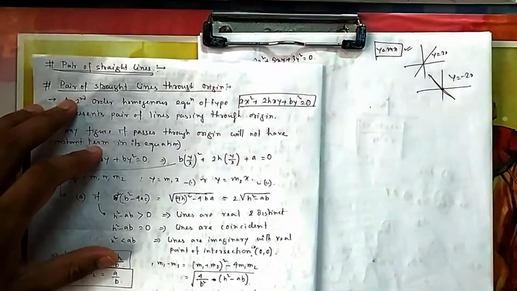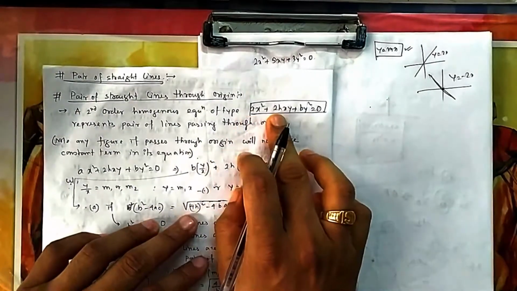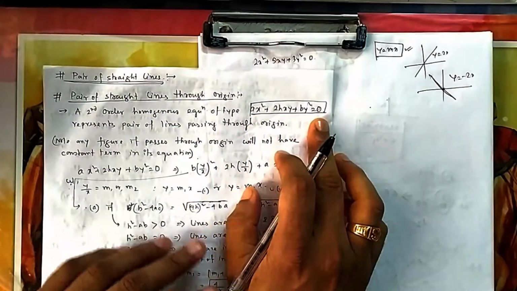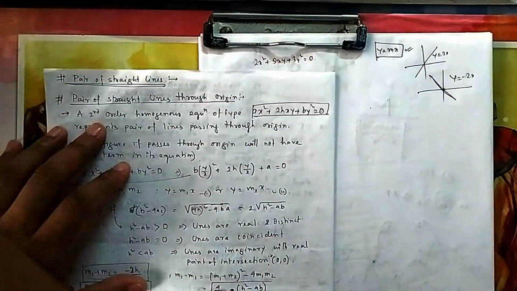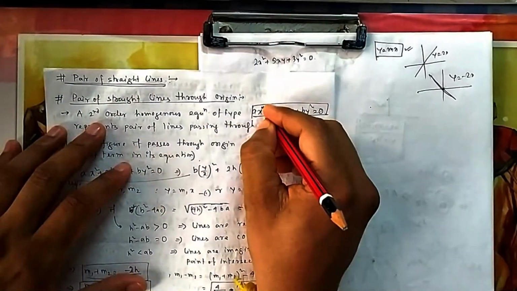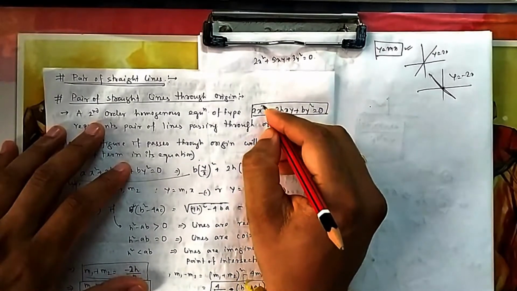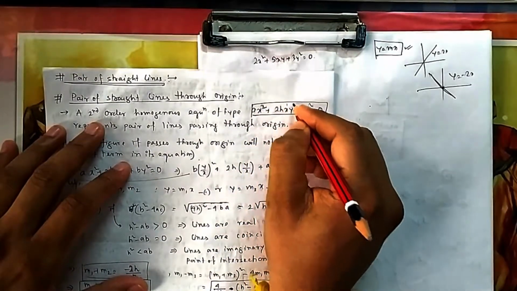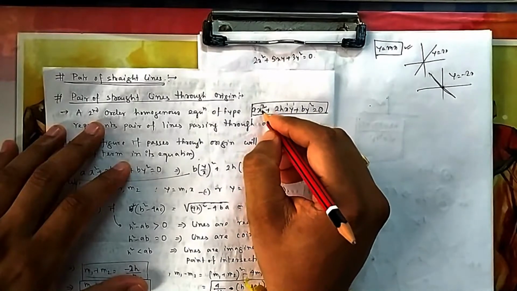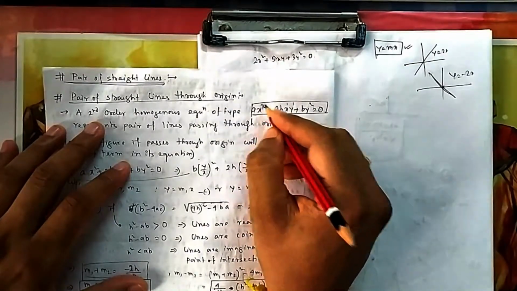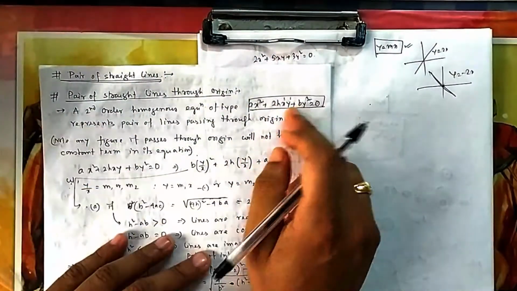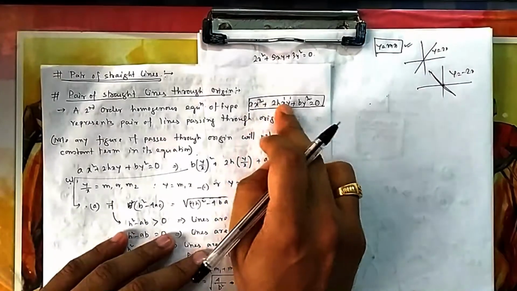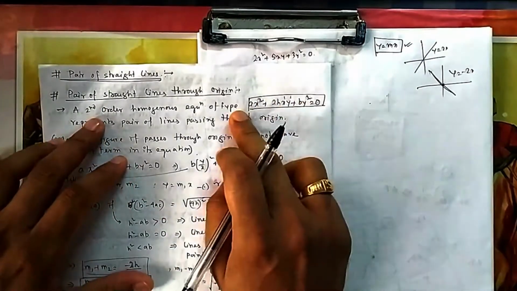So a standard format is given: ax square plus 2hxy plus by square equal to 0. This type of format is known as homogeneous, which you will learn a little later. But for now, if the total power of the variables in each term is the same, here 2 plus 0 is 2, here 1 plus 1 is 2, and here it is 2, then it is homogeneous. It is a second order homogeneous because the power is 2.